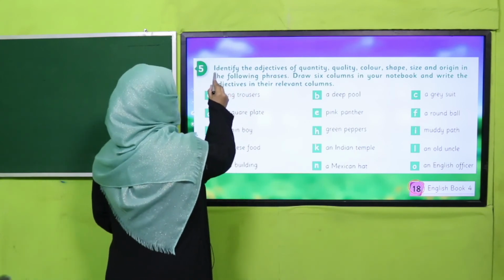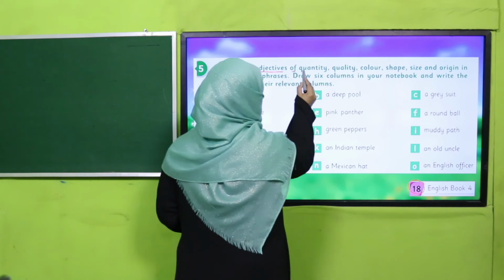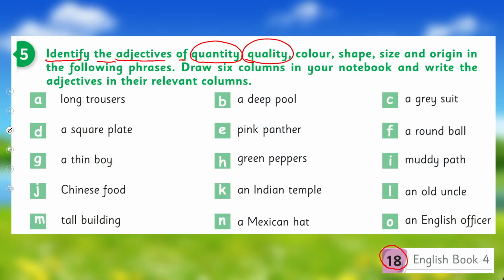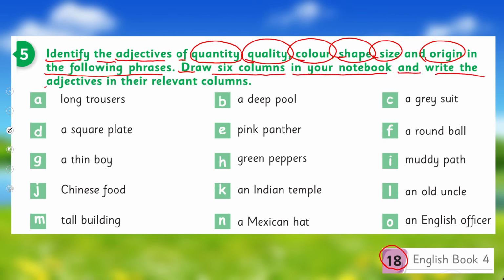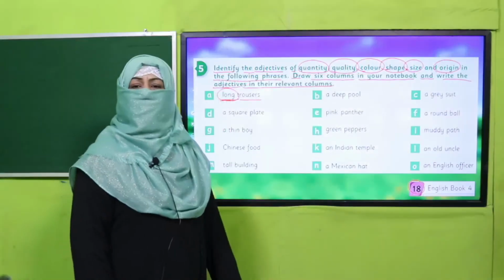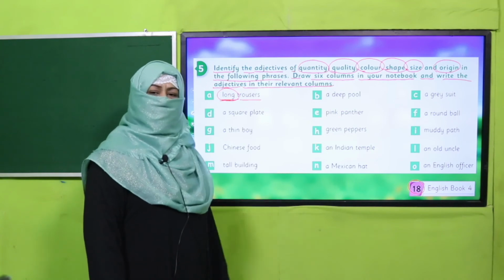What you are supposed to do: identify the adjectives of quantity, quality, color, shape, size, and origin. And then in the following phrases, draw 6 columns in your notebook and write the adjectives in their relevant columns. You have to read it. So for example, it's long trousers. So here long is an adjective of size. Very good. Likewise, you will make 6 columns and keep sorting all the adjectives. Pause the video and complete this activity.